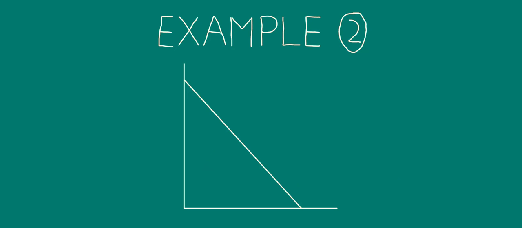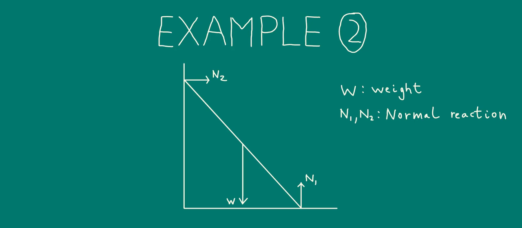For our second example, consider a ladder resting against a wall. The ladder of course has a weight, which acts downwards, and because it's in contact with the ground and the wall, these two surfaces exert normal reaction forces on the ladder, labeled N1, that's the normal reaction force that the ground exerts on the ladder upwards, and N2, that's the normal reaction force that the wall exerts on the ladder. And notice that N1 and N2 are both at 90 degrees to their respective surfaces. Remember that the word normal in maths means 90 degrees or perpendicular.